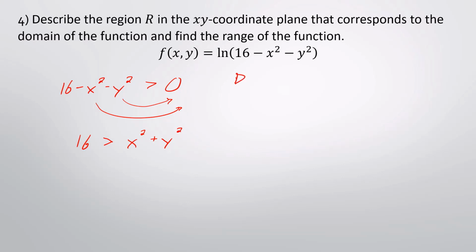So for the domain of this one, again, we can do a quick double check just by testing the actual center of it, which would be (0, 0). 16 definitely is greater than 0 plus 0, so that would be true. So the shading of this, if I were to graph it, would be shaded inside of the circle. So the domain for this is basically the set of all points (x, y) again.